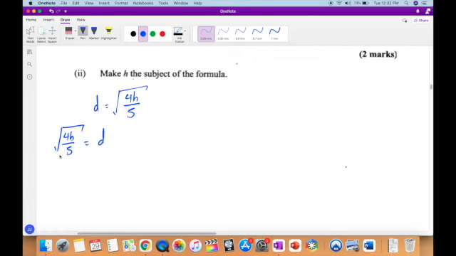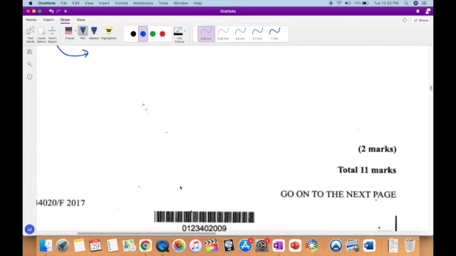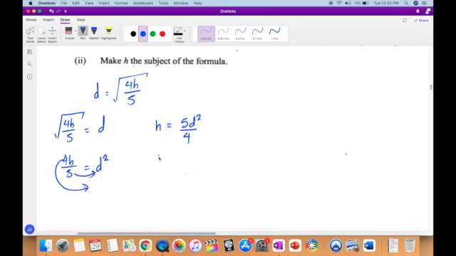We actually didn't change anything there, but we're about to, because now we can get rid of the square root by squaring both sides. So we'll just have 4h over 5 is equal to d squared. And now we can see that if we throw across the 5, it's going to be multiplied by 5. And if we throw across this 4, it's going to be divided by 4. So h is equal to 5d squared divided by 4, and we can simplify this to say 5 on 4 d squared.